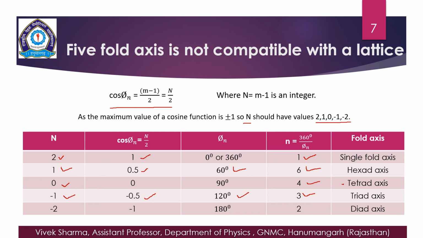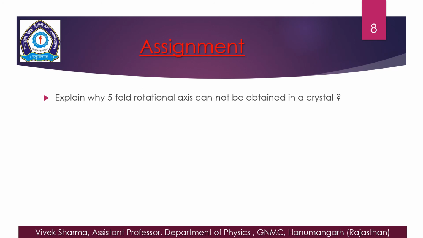Now our assignment. Today's assignment question is: explain why a 5-fold rotational axis cannot be obtained in a crystal.